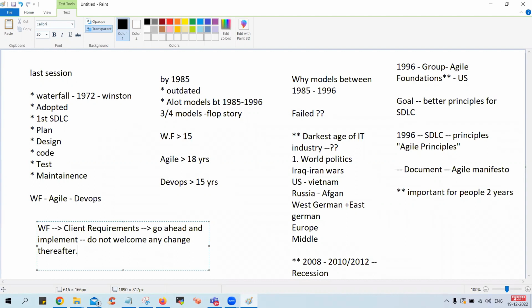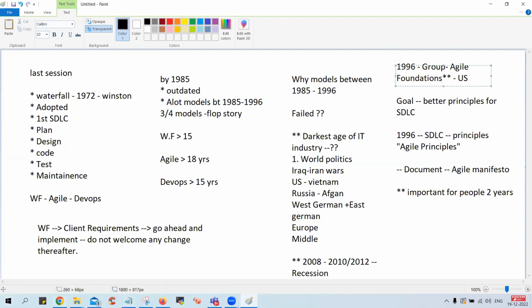The point is, once the client requirements are taken and we go ahead and implement, at any point of time, if there is a change, that means they want to change something in the software or implement new features suddenly overnight, waterfall does not encourage this kind of activity. They don't encourage it. But going ahead with time, Agile has brought up this principle.